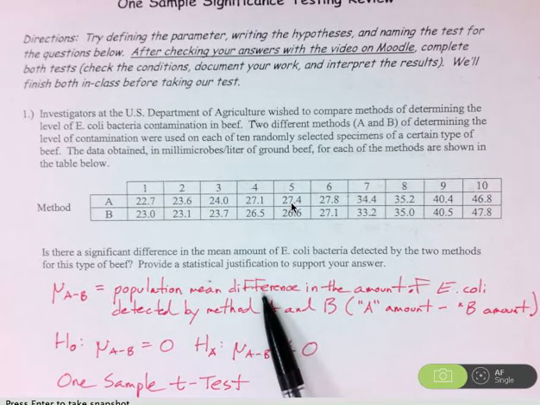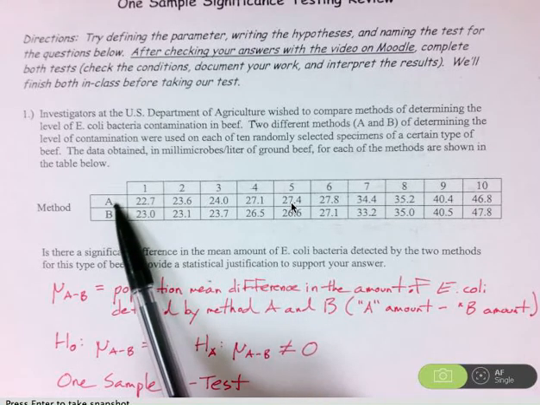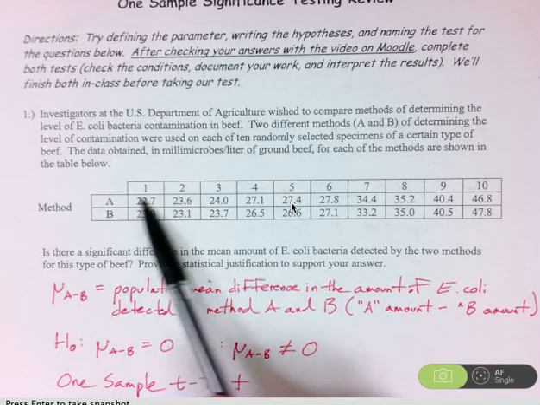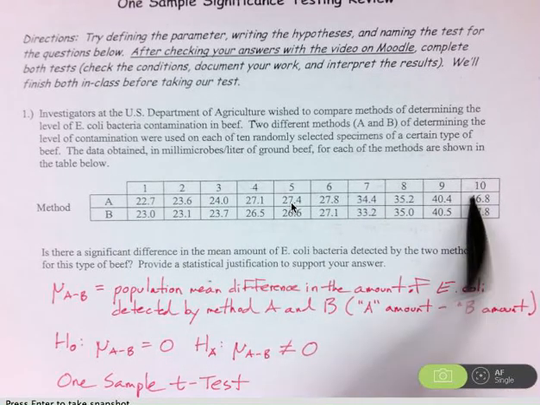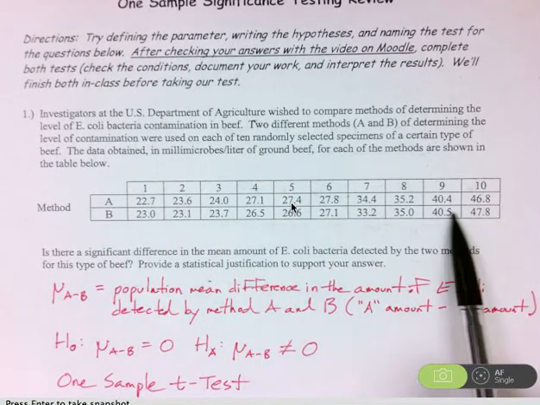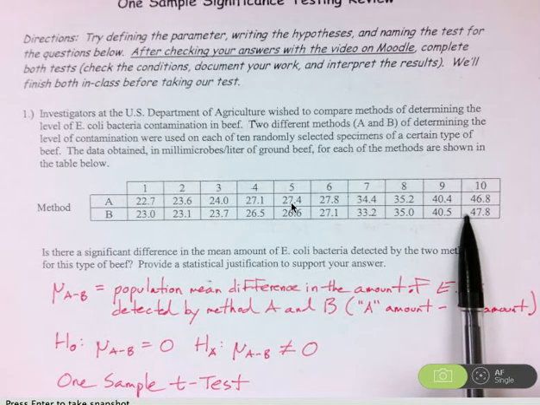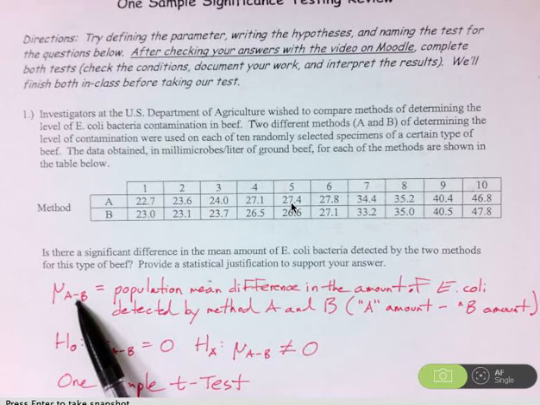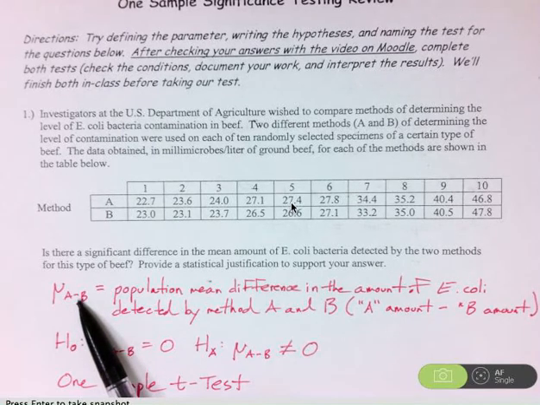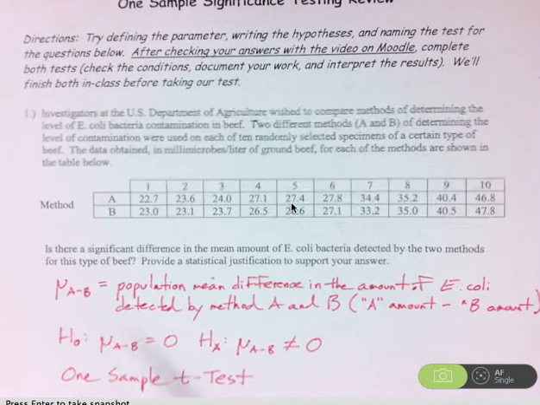So the idea here, in terms of your calculator, to proceed with the test, I would probably put the values from method A into list 1. I'd put the values from method B into list 2, and then I would take the difference between list 1 and list 2, that would be A minus B, and store that into list 3. Then you can use the data option in your t-test command, and you can run your test based on the data that you've stored into list 3.